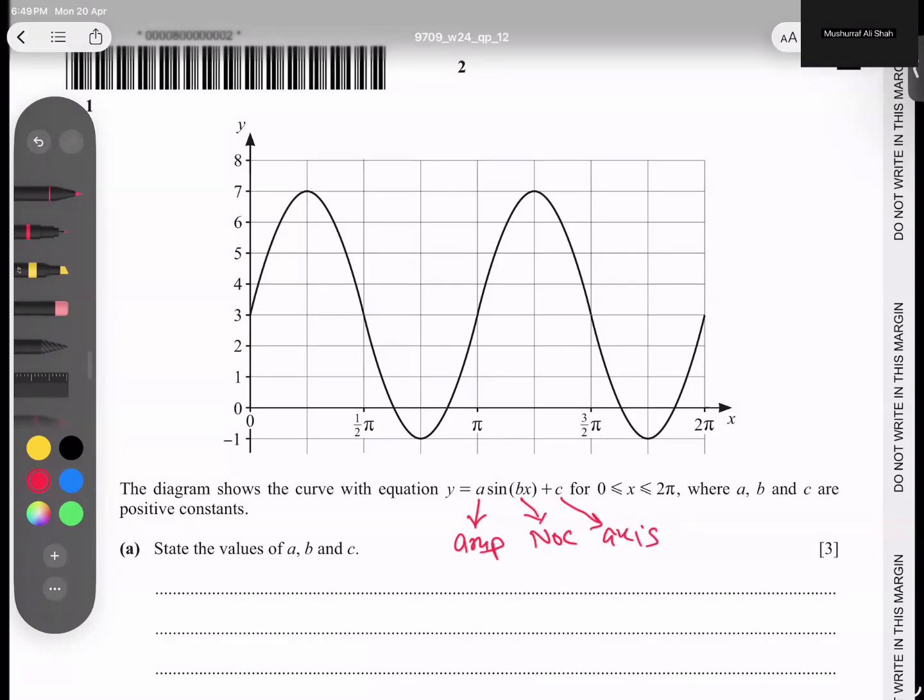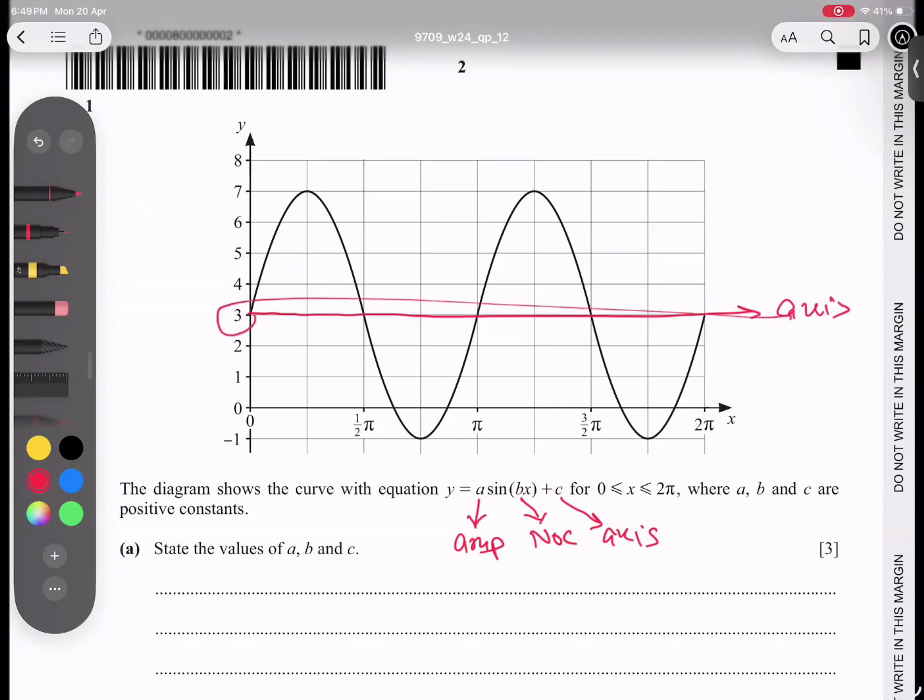So now let's see how we can get the answer. If you see, this is the middle line of the curve. So this is called the axis. This is the number 3. So I got the axis, so the C value is 3 directly without any work. Next is the amplitude. How much is the difference between 7 and 3? 4. This is called amplitude and A is 4. So I can write without any work, A is equal to 4.